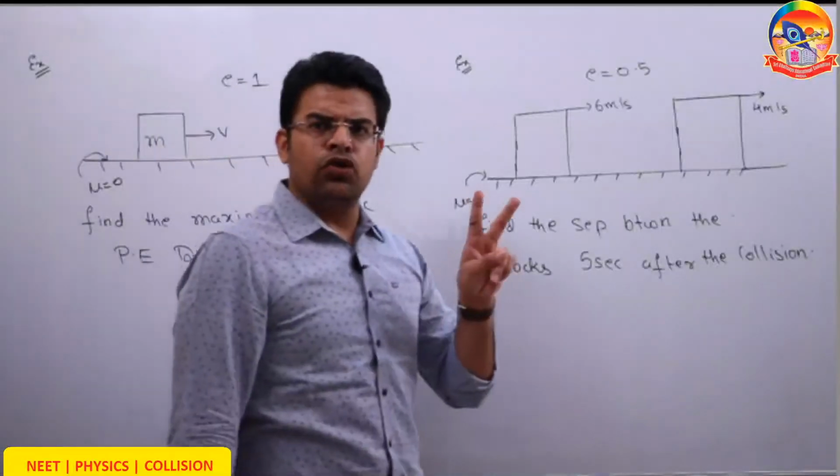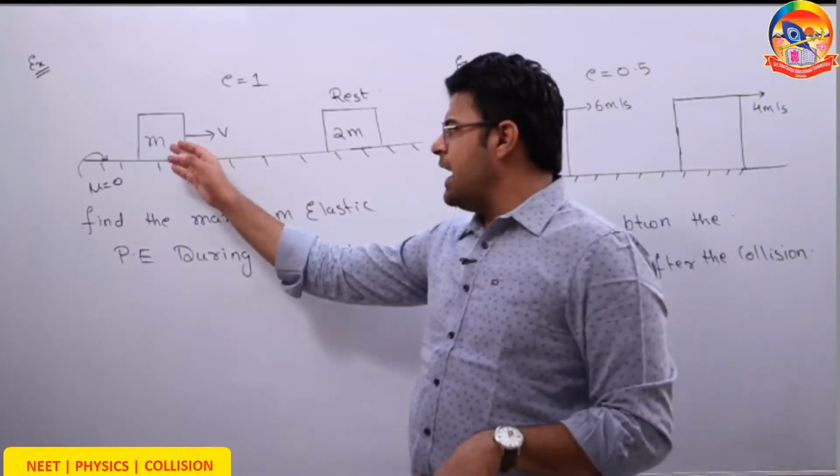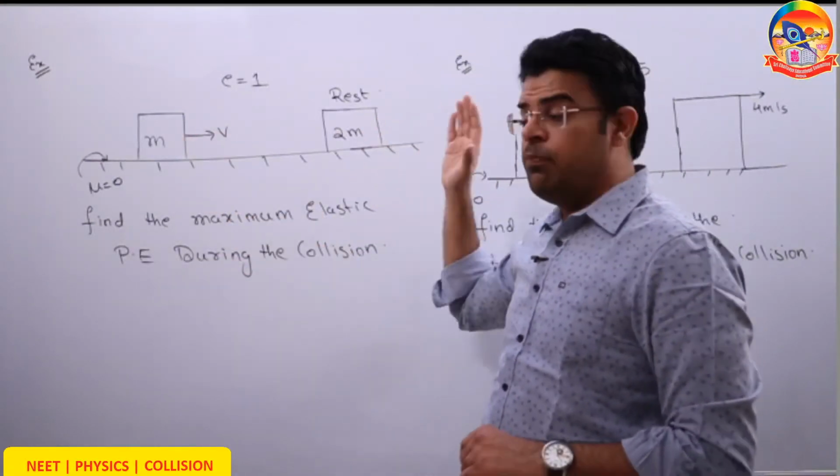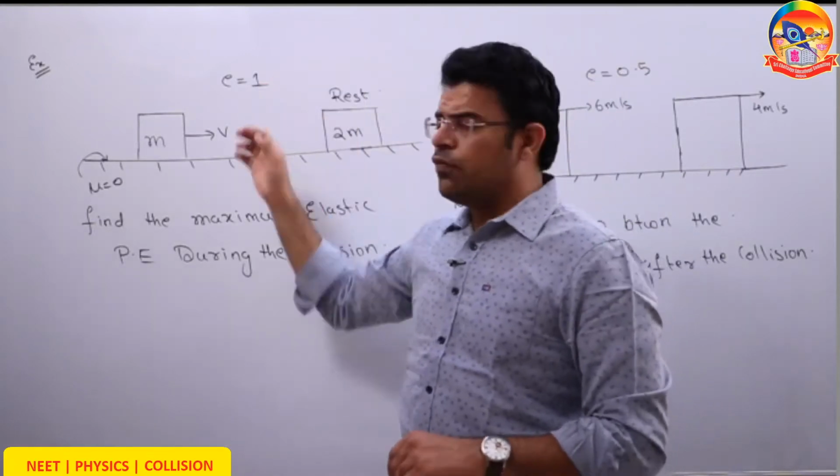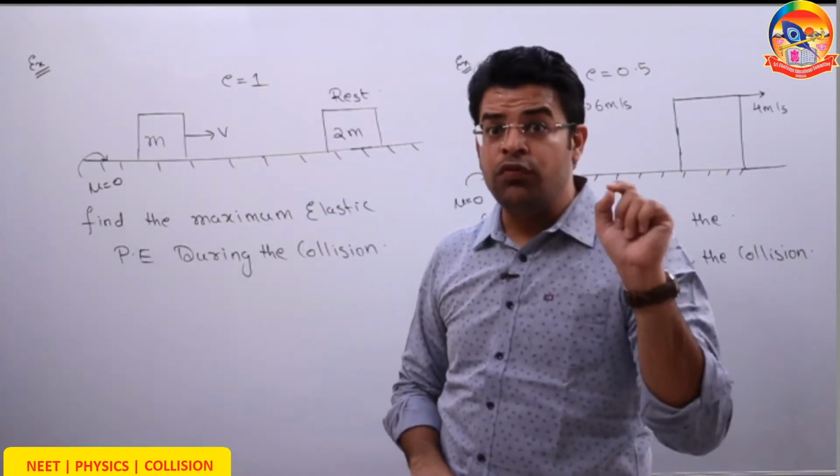So kids, now two questions. First question. There is a block of mass m going with a speed v colliding with another block of mass 2m initially at rest. The coefficient of restitution is 1. So this is an example of elastic collision.